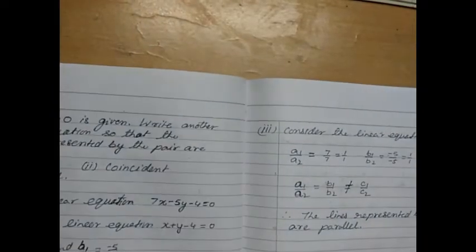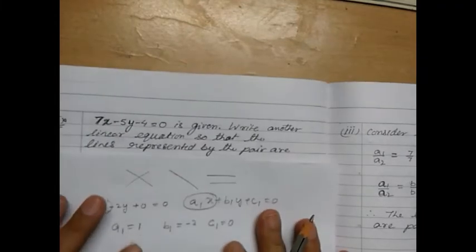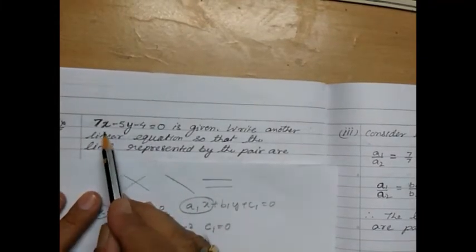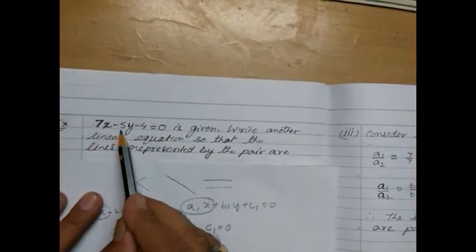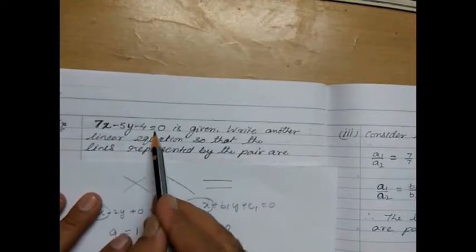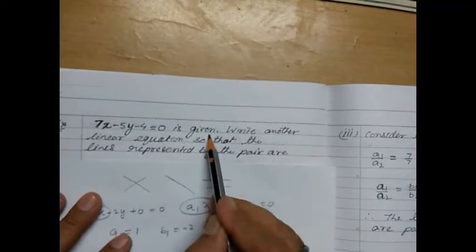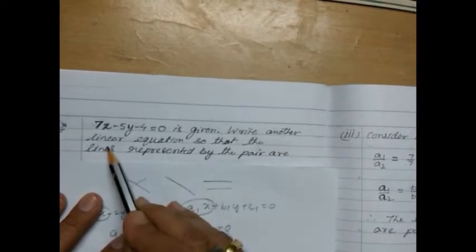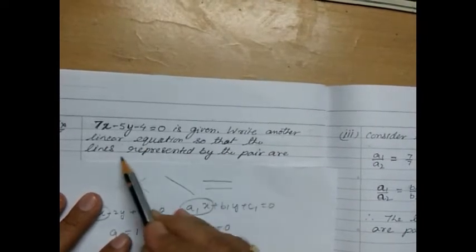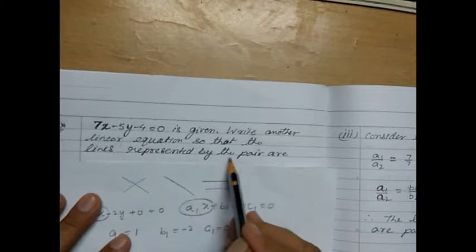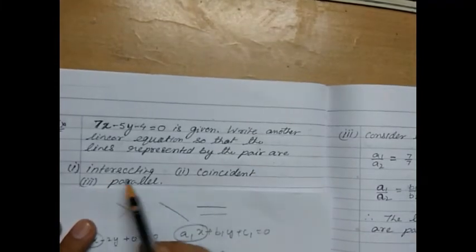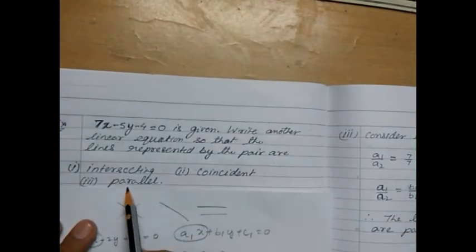Now we take an example so that you understand in a better way. Here it says 7x minus 5y minus 4 is equal to 0 is given, and write down another linear equation so that the lines represented by the pair are intersecting, coincident or parallel.